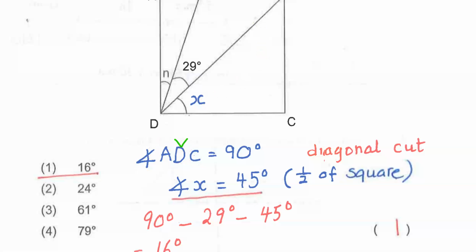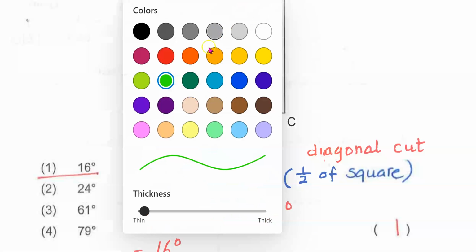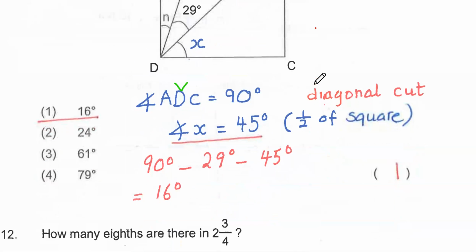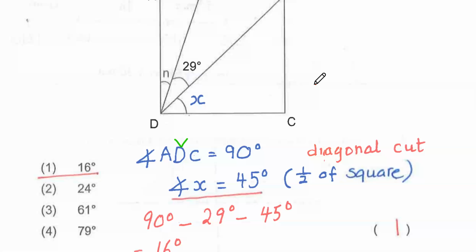Take a look. Now, all I need to do is to continue here. I will take 90 degrees, which is this whole thing, take away X, which is 45 degrees, take away 29. I should be able to find angle N. In this case, it is 16 degrees.